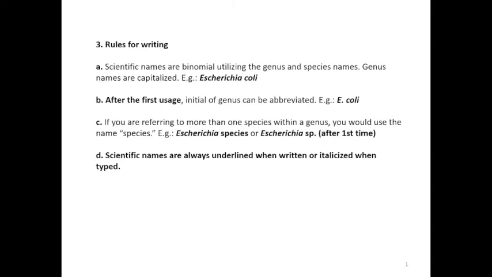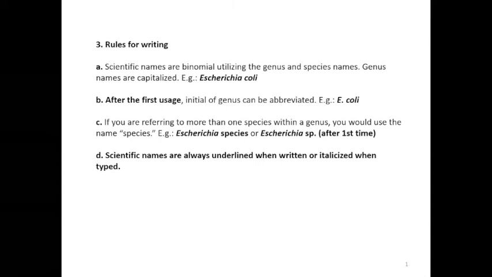Now when we're writing it, right? Binomial just simply needs two names. That's all it needs. Two words. Genus and species. Oh, you just read the screen. That's right. That's called being smart. Okay? So the genus name is always capitalized. The second name, the species name, is not capitalized.